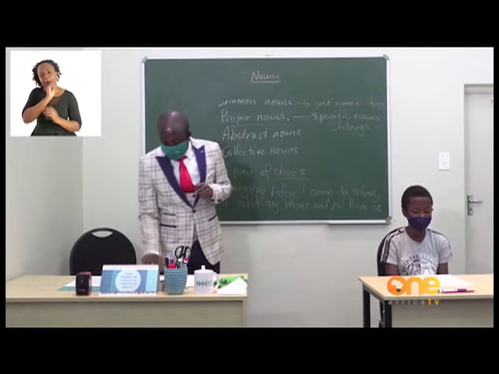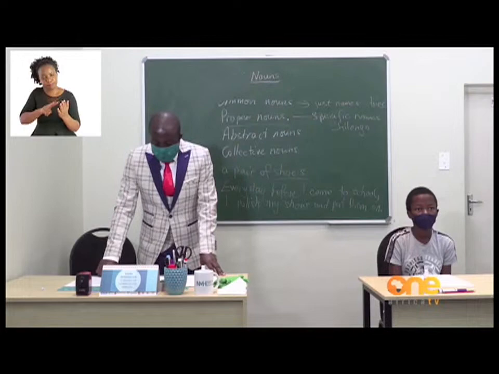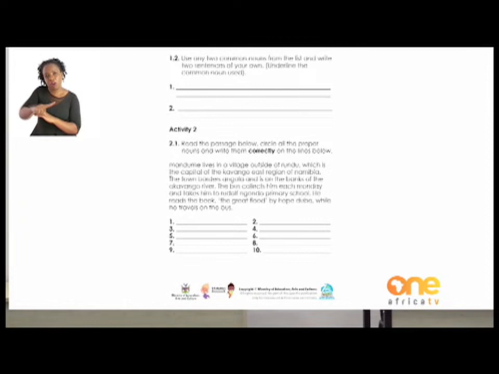Right. Let me read. Mandume lives in a village outside of Rundu, which is the capital of the Kavango East region of Namibia. The town borders Angola and is on the banks of the Okavango River. The bus collects him each Monday and takes him to Rudolph Gondo Primary School. He reads the book, The Great Flood, by Hope Dube, while he travels to the bus.